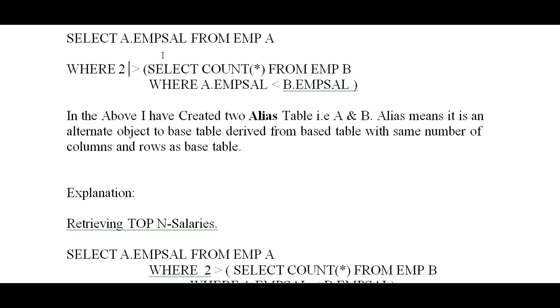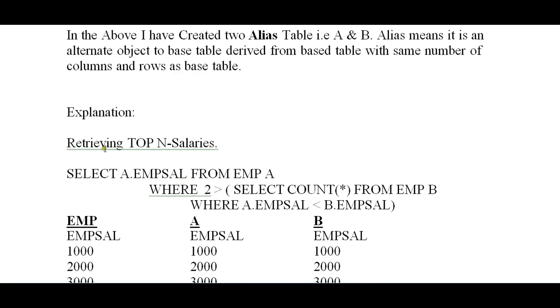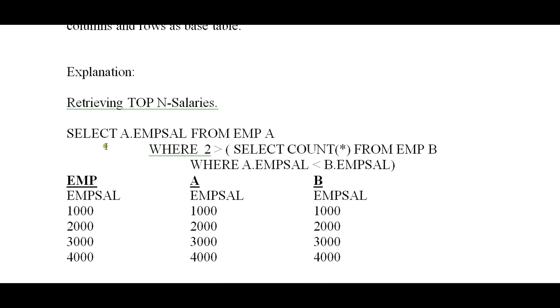I think I can say it is a copy of the base table. So however many rows and columns you have in the base table, the same rows and columns will be in the aliases, that is, in the A and B tables. So, explanation: retrieving top N salaries.